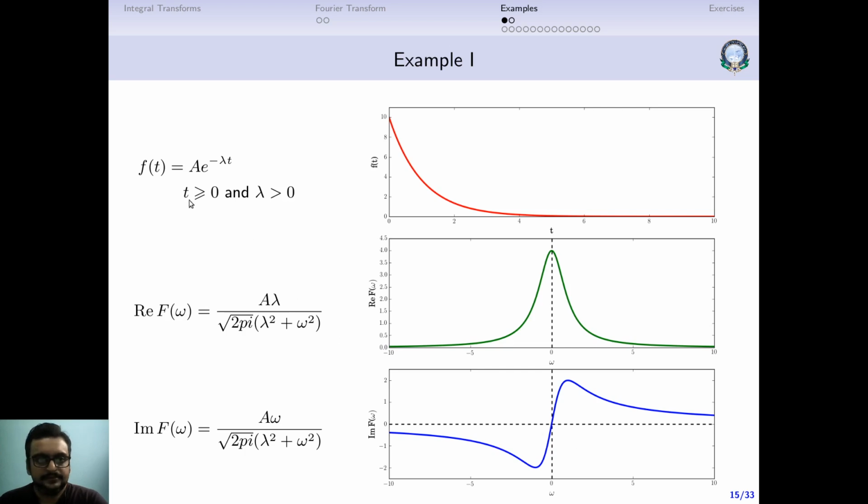So this is the original function. We take the real part, this is the real part, and this is the imaginary part. I have just plotted the original function here. This is the original function, and the real part, if I plot, will look something like this, and the imaginary part, if I plot, will look something like this. We can't really plot one single plot for the Fourier transform, because it has got real and imaginary parts. That's why I have just shown the real part and the imaginary part separately.